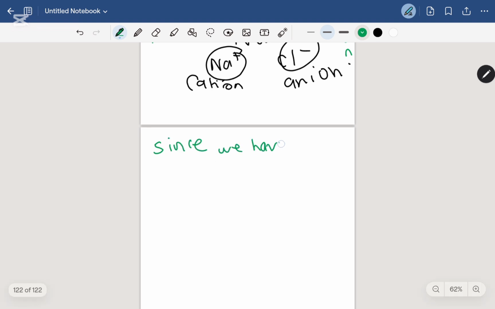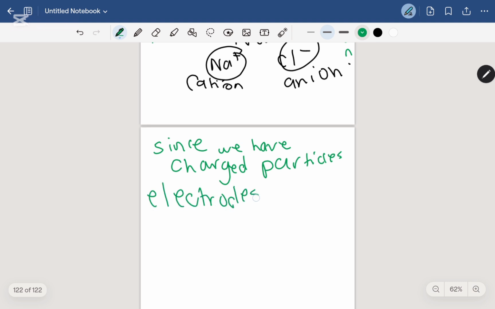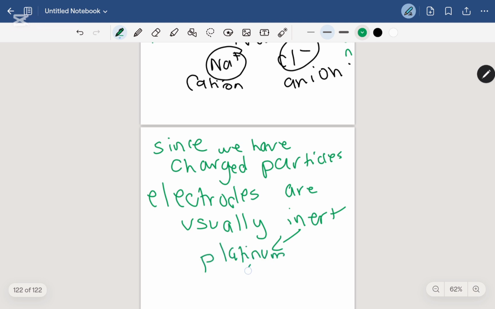And one more thing before we move on to 4.8 is that since we are dealing with charged particles, then the electrodes are usually inert. What does inert mean? It means they do not have a charge. So since we have charged particles, electrodes are usually inert. Most of the time, platinum or graphite, which is carbon. So because we are dealing with charged particles, positive and negative, the electrodes are usually inert, okay?